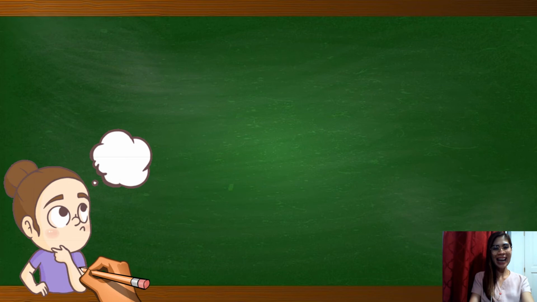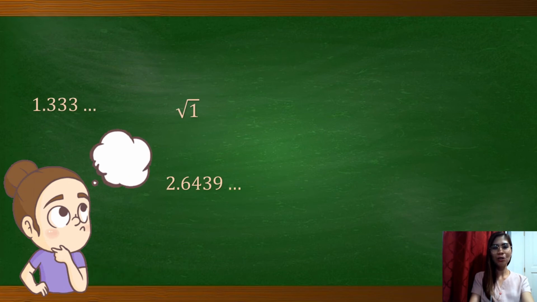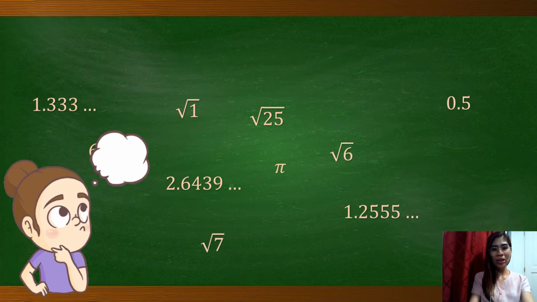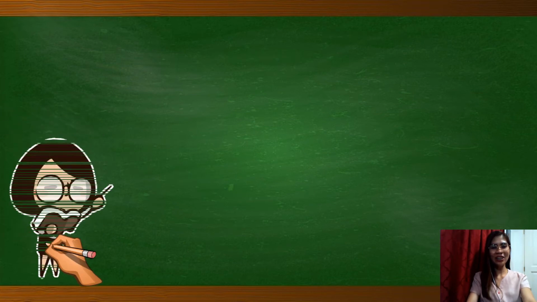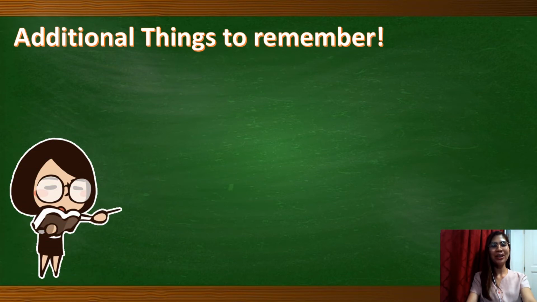Now I want you to meet Anna. Anna wants you to look at these numbers. She wants to know if these numbers can be examples of rational numbers. To answer Anna's question, Teacher Debbie will give us additional things to remember.